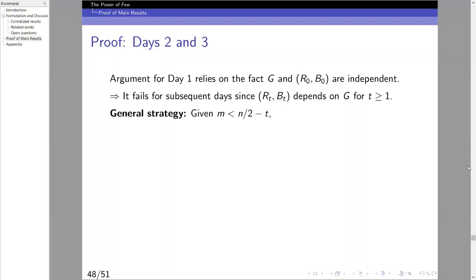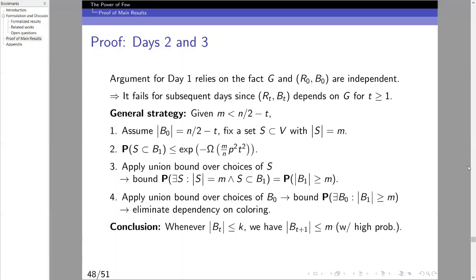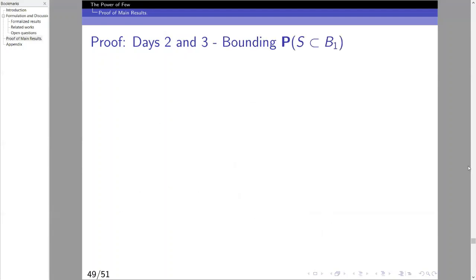Assume that we have t as the advantage now. We fix a number below the number of blues. We bound the chance that a set of m elements all turn blue the next day. And we apply a union bound over the choices of the set. Apply also a union bound over the choices of the initial coloring. So we eliminate the dependency on the coloring.